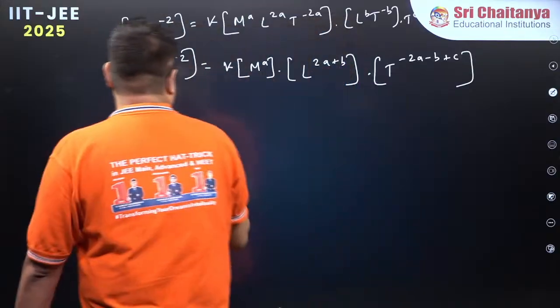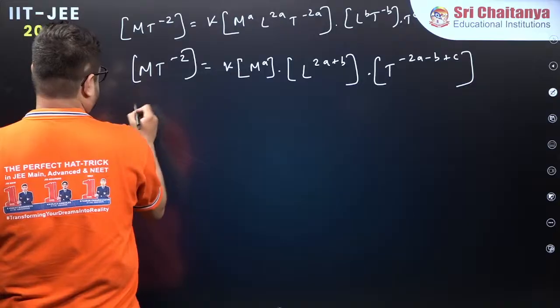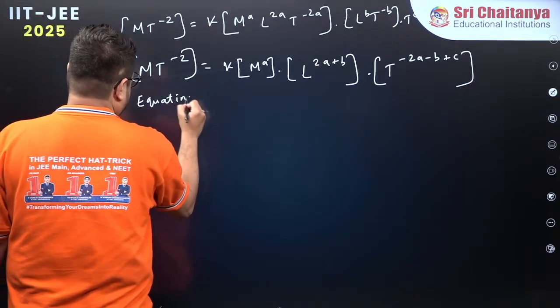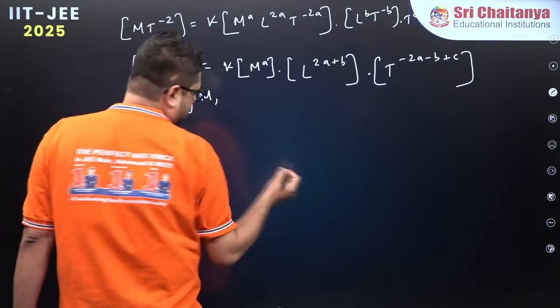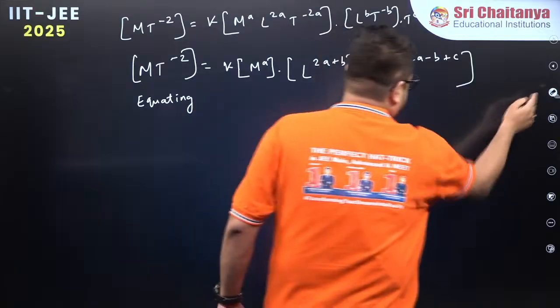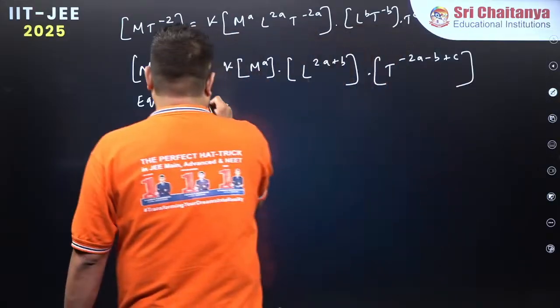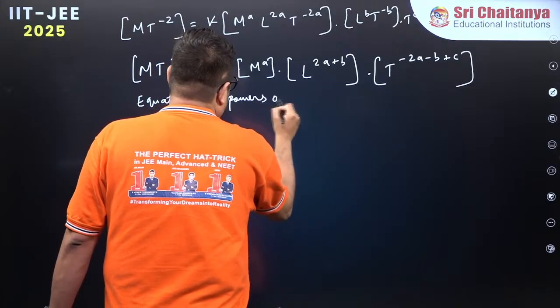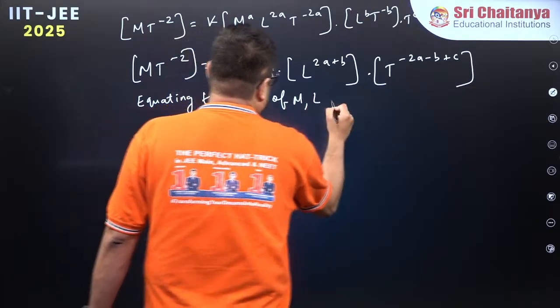So now you know that in this case, if I just equate the values of mass, length and time, equating the powers of M, L and T to be more specific. What are we equating, everyone? Equating the powers of M, L and T. What are we going to get?